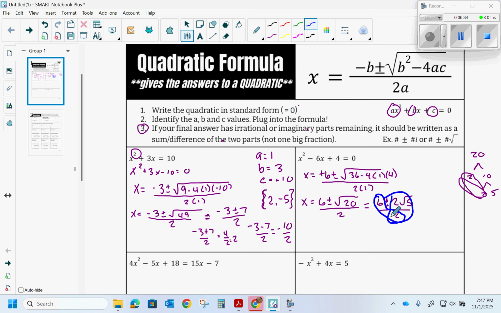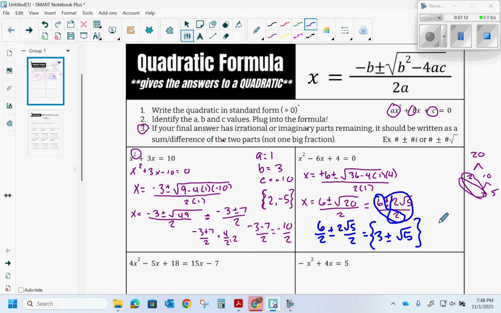Oh my gosh, sorry, that was very messy. So we're going to do 6 over 2 plus or minus 2 root 5 over 2. Again, we're not splitting the plus from the minus. We're splitting because our denominator is a monomial, meaning it's one term, so you're allowed to split this fraction up into two parts. So this is 3 plus or minus root 5. And I'm just going to put braces around it now. So one answer is 3 plus root 5. The other answer is 3 minus root 5.